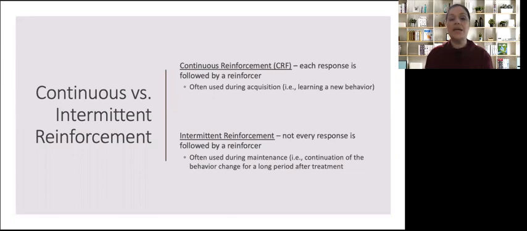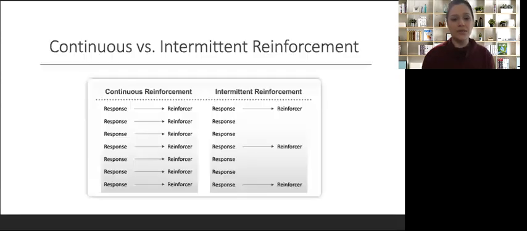Intermittent reinforcement is when not every response is followed by a reinforcer. So only occasionally the response will be reinforced. We often use this during maintenance, so when we're trying to maintain a behavior, but the individual has already learned it, and you just want that behavior to occur over a long period of time. Okay, so continuous, it's reinforced every single time. Intermittently, it's only reinforced occasionally. That's kind of what this looks like. So you see on the left-hand side, we've got continuous, and after every response, a reinforcer is delivered. But on the intermittent, only every fourth response is reinforced.